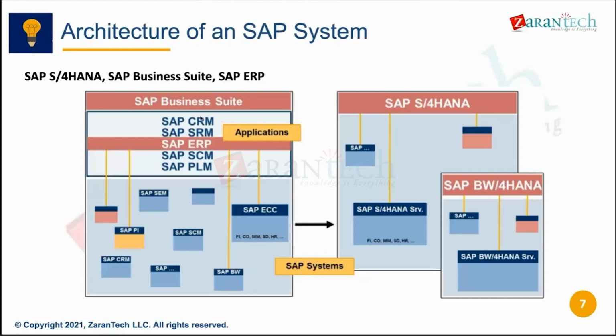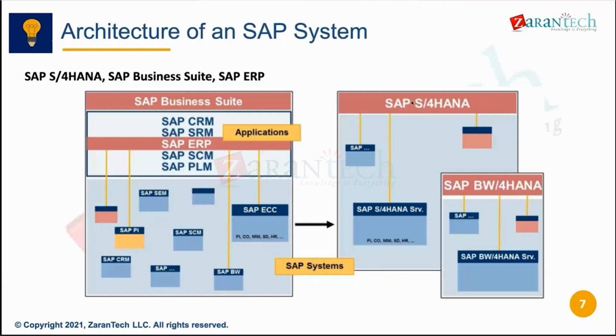SAP Business Suite, as I said, is a package of SAP CRM, SAP SRM, ERP, SCM, and PLM. If you look into SAP ERP, we know that it has SAP PI, SAP BW, and SAP ECC, the ERP Central Component. Actually, SAP ECC is the upgradable component. When we upgrade, we upgrade SAP ECC, we don't upgrade SAP ERP. Technicality-wise, I'm talking. These are the components it has.